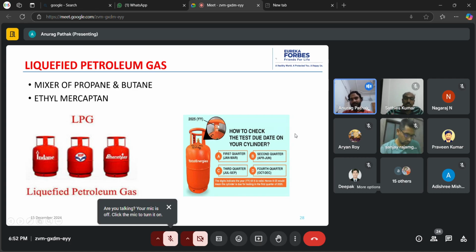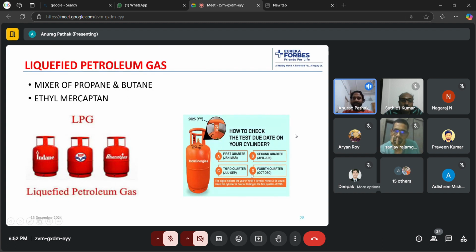In A25, the letter can be A, B, C, or D. A denotes the first quarter, B the second quarter, C the third quarter, and D the fourth quarter. If it is written A25, 25 is the year. And A25 means the last month of the quarter, that is March 25. Understood? If I say D25, it means December 25. Okay, fine.